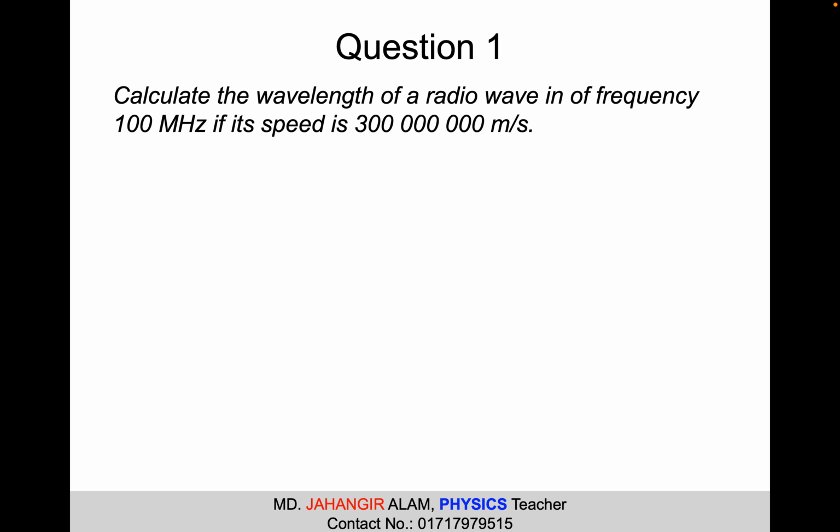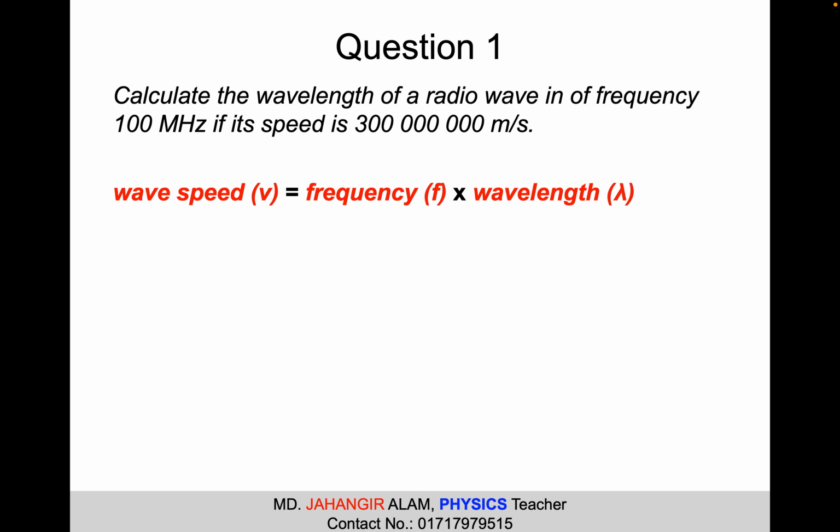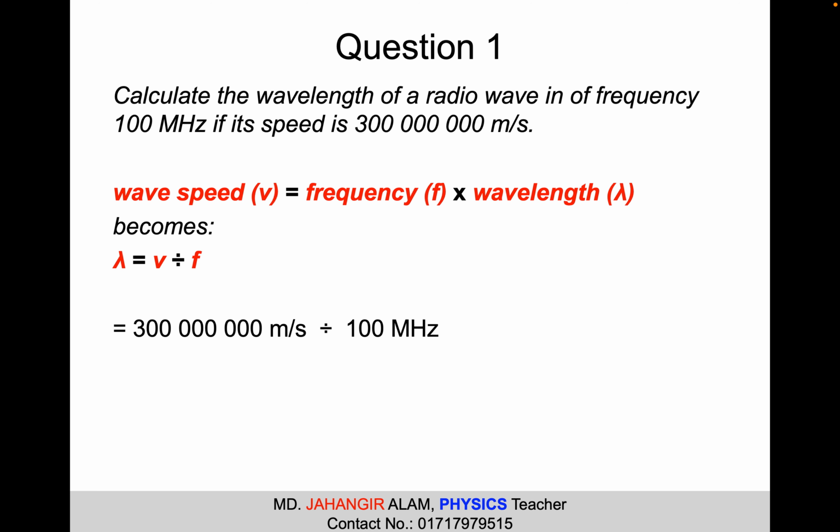Question 1. Calculate the wavelength of radio waves of frequency 100 megahertz. Capital M means mega. Mega means 10 to the power 6. The speed is 3 × 10^8 meters per second. We know there is a wave equation: wave speed v equals frequency f times wavelength lambda. So wavelength lambda equals v divided by f.